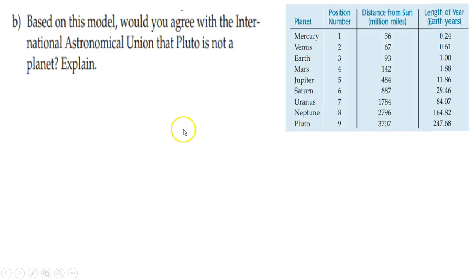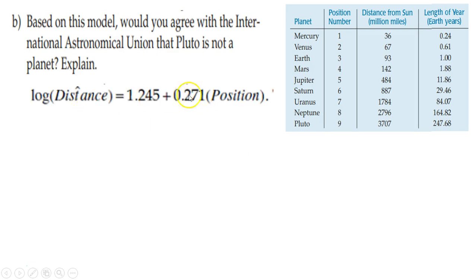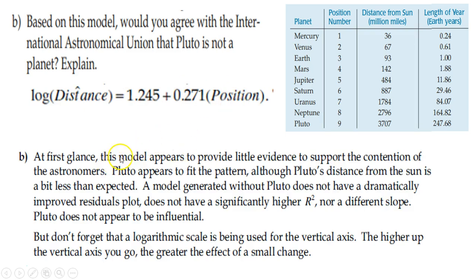So it says, based on the model, would you agree with the International Astronomical Union that Pluto is not a planet? At first glance, this model appears to provide little evidence to support what the astronomer is saying. Like, how am I supposed to know just from this that it's helping? But Pluto appears to fit the pattern. Although Pluto's distance from the sun is a bit less than expected, a model generated without Pluto does not have a dramatically improved residual plot. So it does not have a significant higher impact nor a different slope.